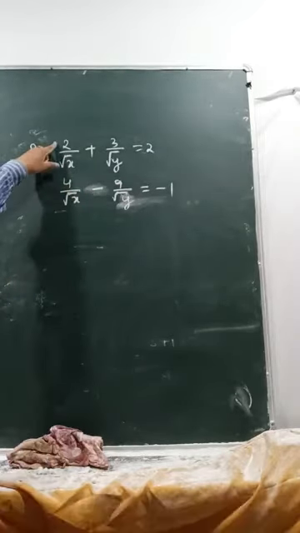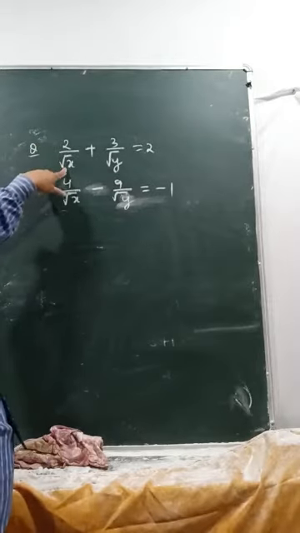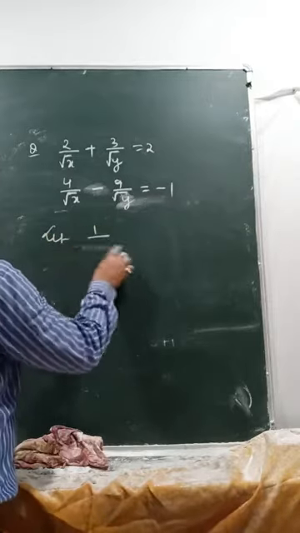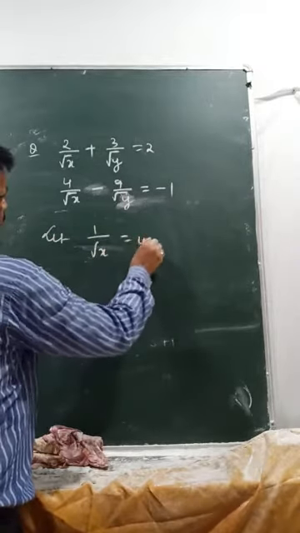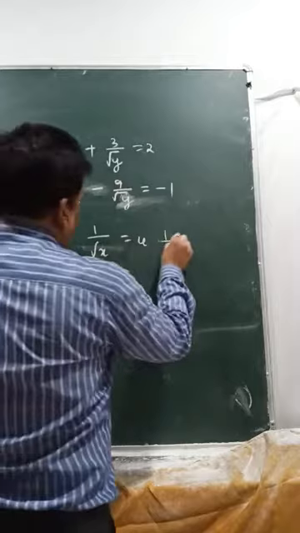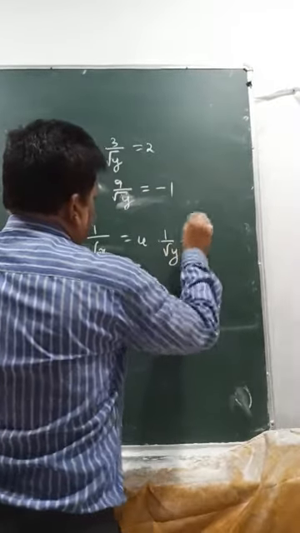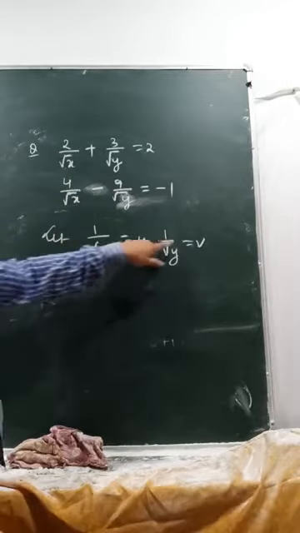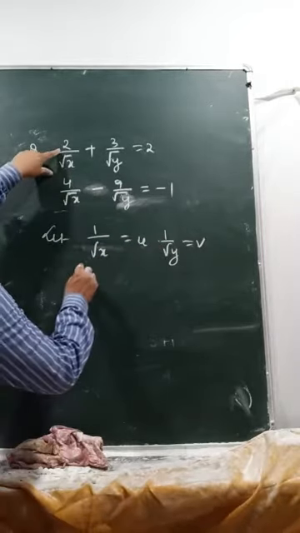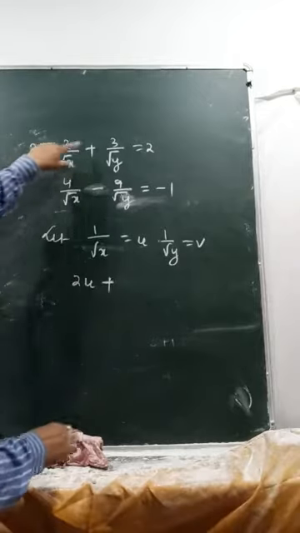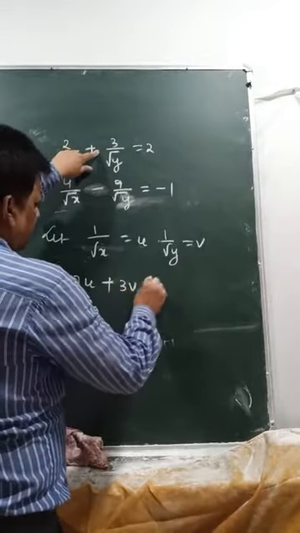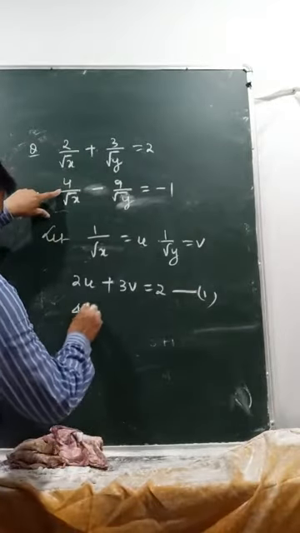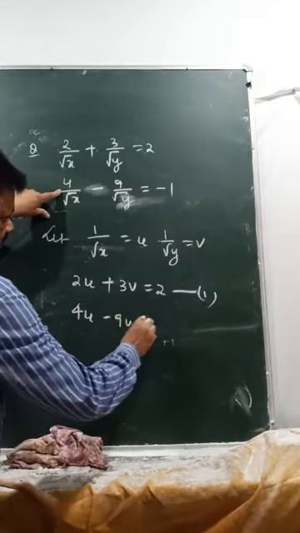So you will take 1 by root x equals u, and 1 by root y equals v. Observe what is in the denominator, then you take it as u and v. So this will be 2u plus 3v equals 2, equation number 1. This is 4u minus 9v equals minus 1.